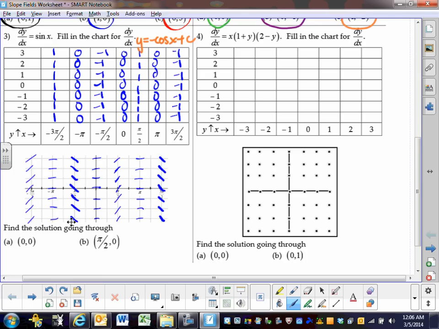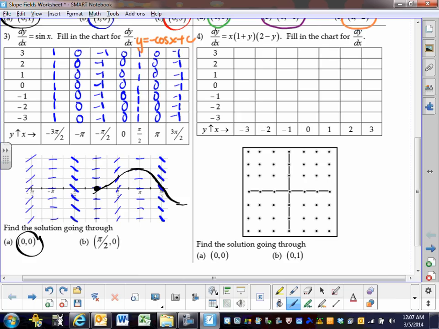Okay, so now if we start at 0, 0 and follow our slope field, we can't just turn fast because we shouldn't have this kind of a sharp turn in here. We need to slowly move so that by the time we get to pi over 2, we have a slope of 1. And then slowly turn so that we have a slope of 0. And slowly turn until we have a slope of -1. And continue on in that manner.